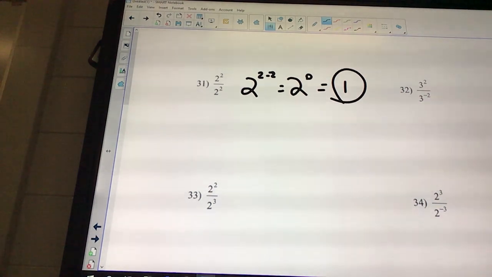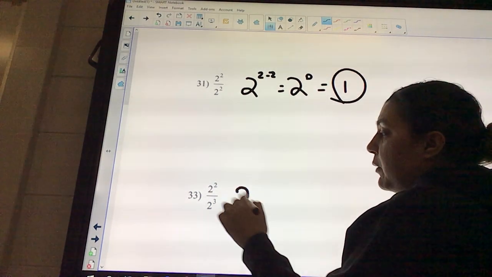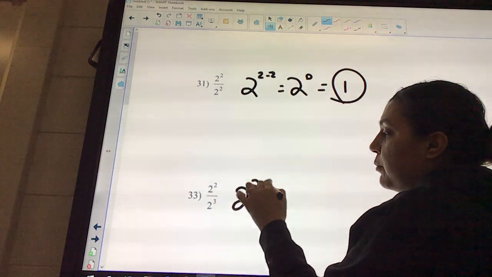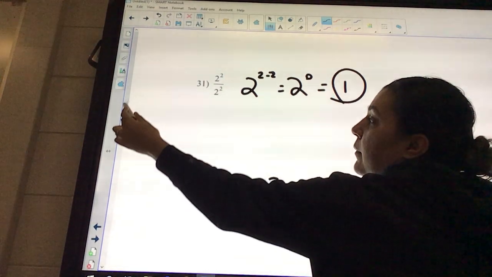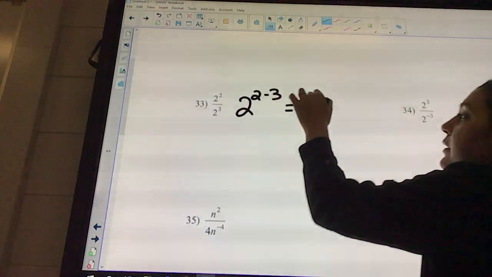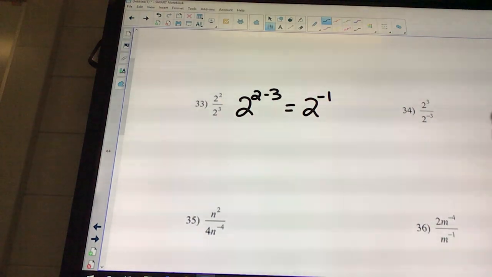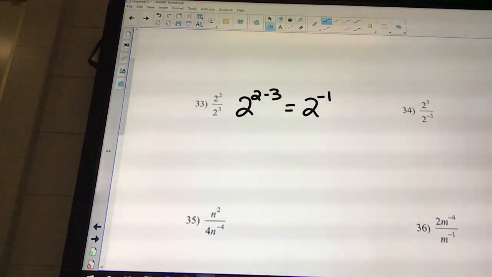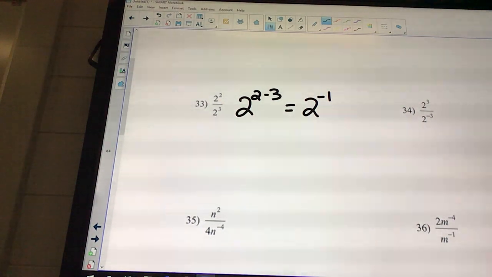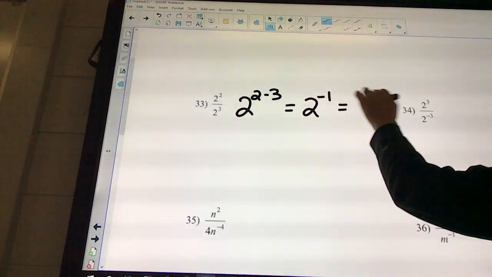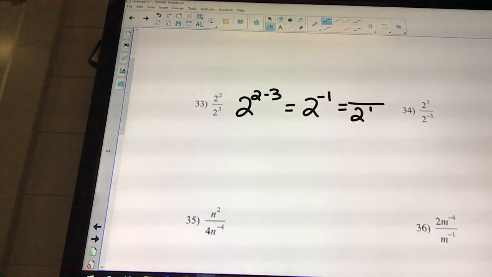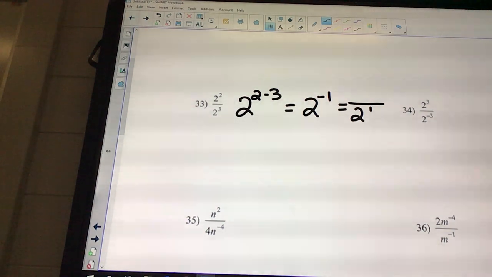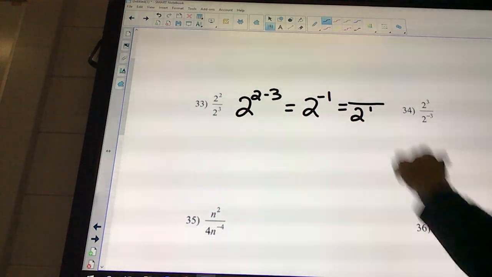Okay, 33. We keep our big the same and we say top minus bottom. So 2 minus 3. Okay, well 2 minus 3 is negative 1. So you're going to get 2 to the negative 1. We say, well, where do negatives go? They go to the bottom. So you're going to have 2 to the 1 on the bottom. And what do we put on top? A 1.